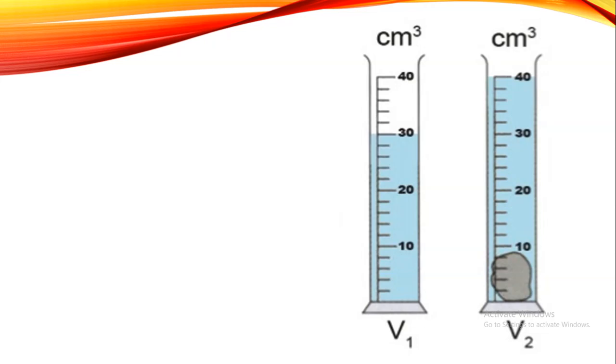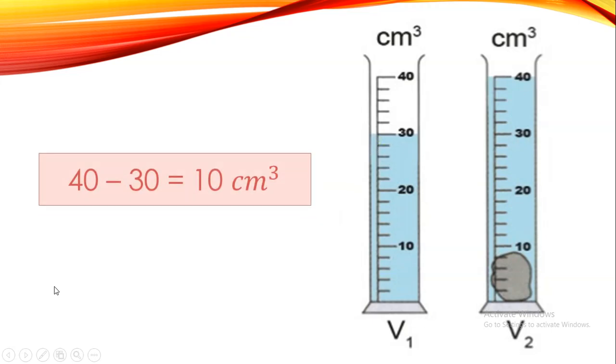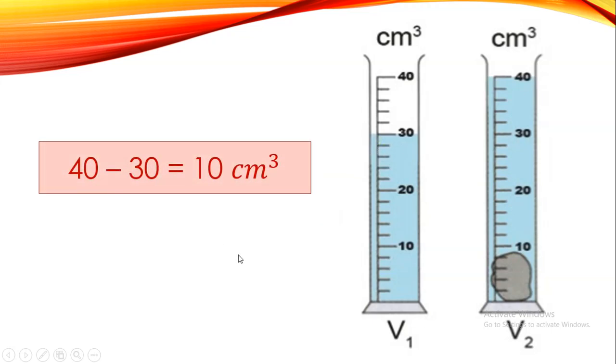Take a minute, measure the volume of the rock. It's 40 minus 30. 40 minus 30 equals 10 cubic centimeters. Okay, so in this class, we've learned how to measure mass and how to measure volume.